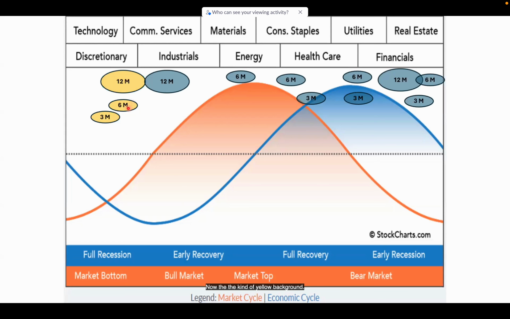Now the yellow background bubbles here, these are the ones that were from last month, and here you can see these are the bubbles from this month, and we're just all over the place. It's pretty fascinating actually, because this is probably one of the first times in the 17 years that I've been doing this that it has been this dispersed in terms of where we're seeing the performance come from and how out of sync it actually seems to be relative to this cycle.